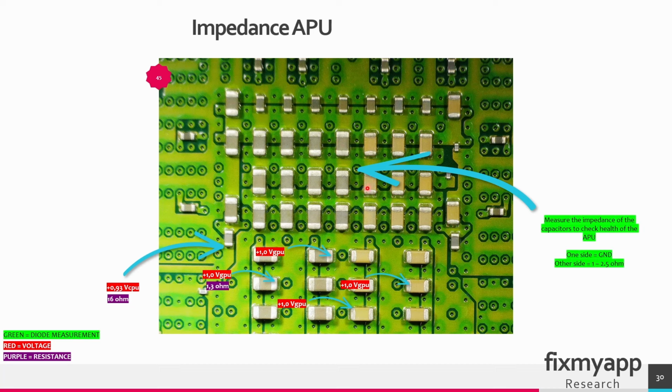By measuring the impedance of these capacitors you can check the health of the APU. So one side of the capacitor is connected to ground, and if the other side is also going to ground, so it has 0 ohms, then you know there is a short. This short can be in a capacitor or the APU itself.